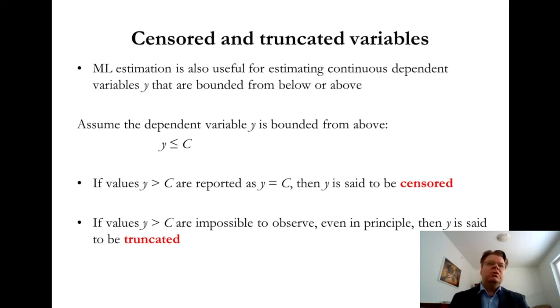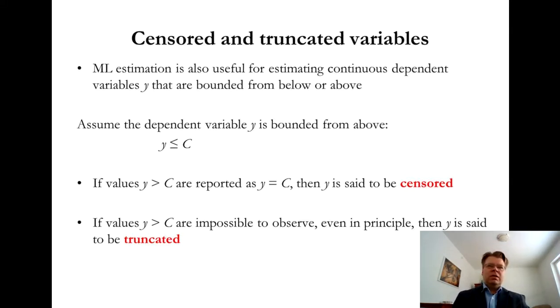But then there are other situations where there is some kind of constraint such that y bigger than c is not even possible to observe. This could be, for example, some kind of salary cap, like in professional sports. If there is a salary cap, then we wouldn't even observe a situation where y is greater than c. This is also more common in the labor markets, where there might be some kind of minimum wage rule.